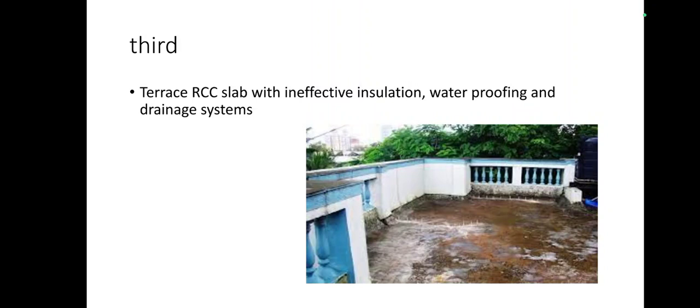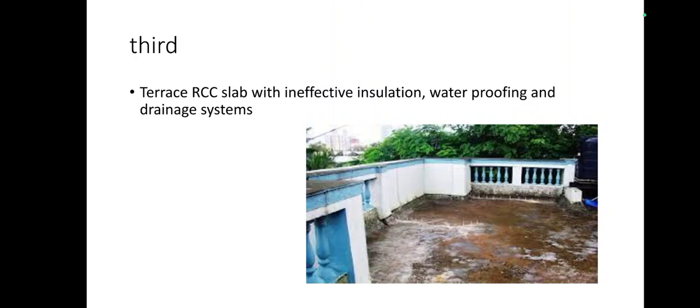The third one is the terrace RCC. The terrace is the major element which covers our building from the rain and sunlight, so it has more exposure compared to other structural elements. If a proper protective coating is not applied onto the terrace slab, there is a susceptibility of rainwater entering and sunlight causing thermal contraction and expansion, so cracks may develop. Through the cracks the water will enter during the rainy season and automatically corrosion will happen.